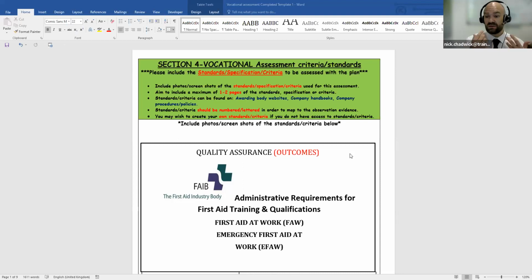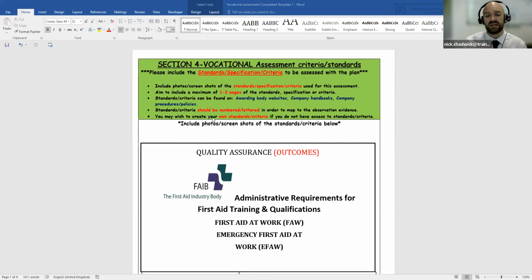So you need to find out what assessment criteria or standards you are going to be using. This can be found perhaps on an awarding body website, within a company handbook, or in any company procedure or policy. If you don't have any standards or criteria, perhaps if you run your own company or you deliver your very own bespoke course, then you could include your own standards and criteria.